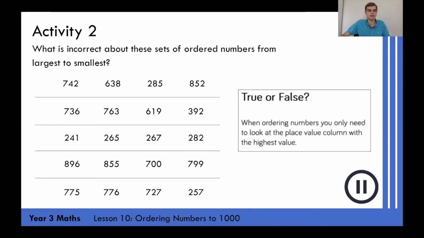Here we go, activity number 2 then. What is incorrect about these sets of ordered numbers from largest to smallest? This time I've gone descending order. So I want you to work out, what have I done wrong in ordering these sets of numbers?